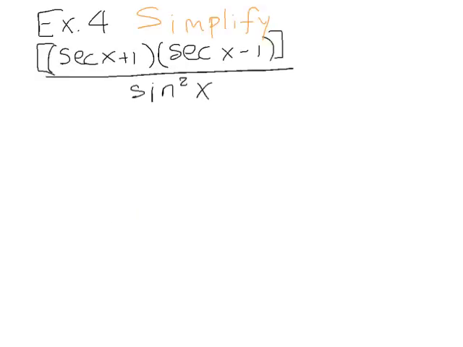Okay, we've got a big one here. Secant x plus 1 times secant x minus 1, over sine squared x. So FOIL out the top. Now, notice that on the top you have conjugates. Secant x plus 1, secant x minus 1.